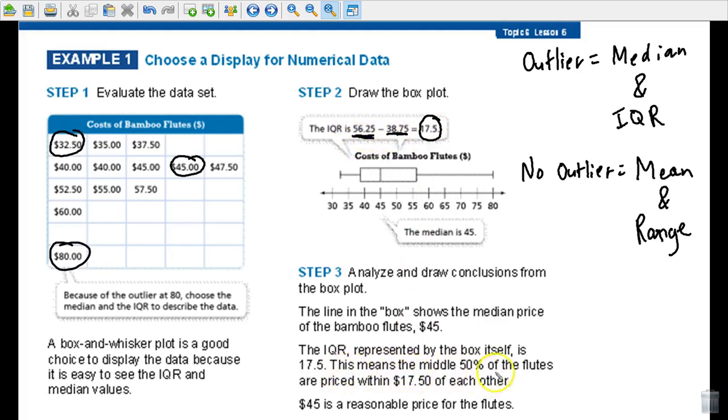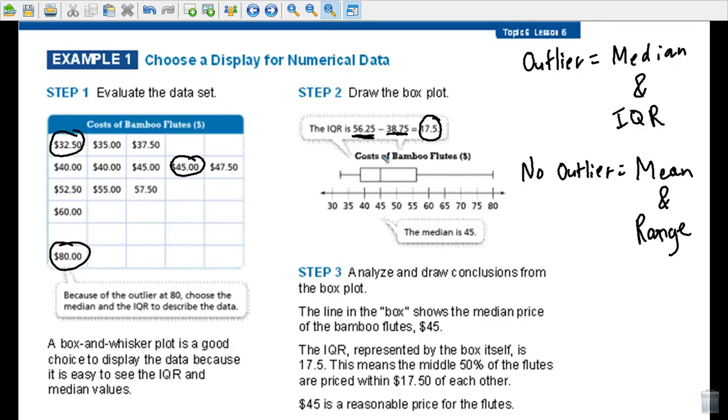This means the middle 50% of the flutes are priced within $17.50 of each other. Therefore, $45 is a reasonable price for the flutes. Okay? You have really expensive ones that there's no need for them to be that expensive, and then you've got the middle ones, and then you've got cheap ones. So 45 is a reasonable price for the flutes. All right, let's move on.